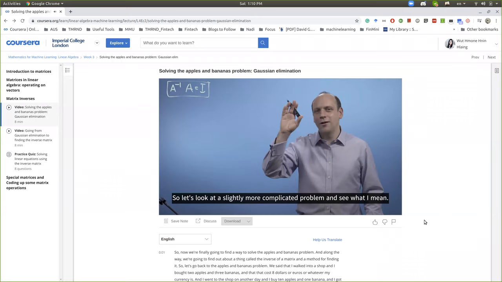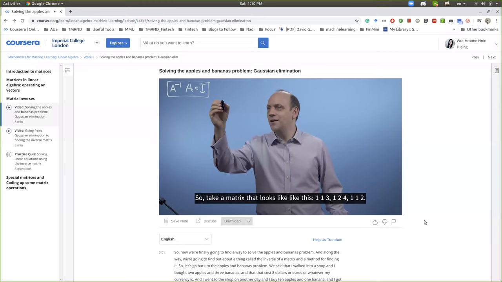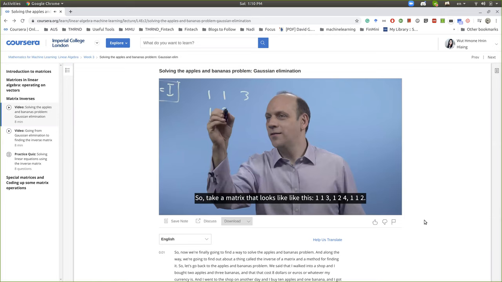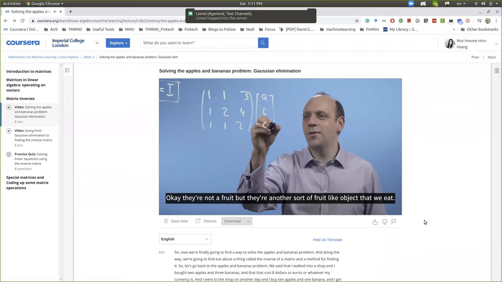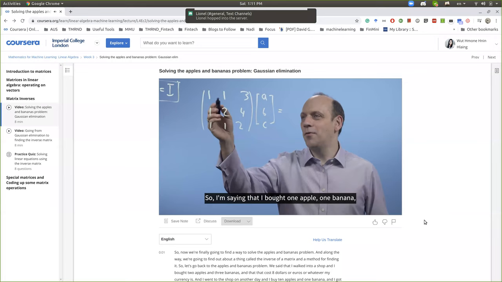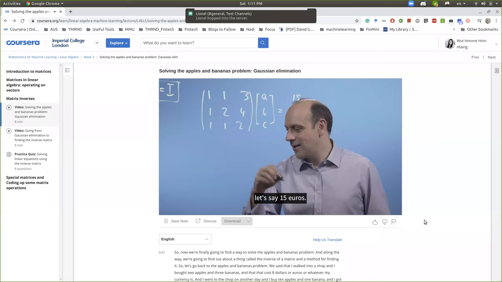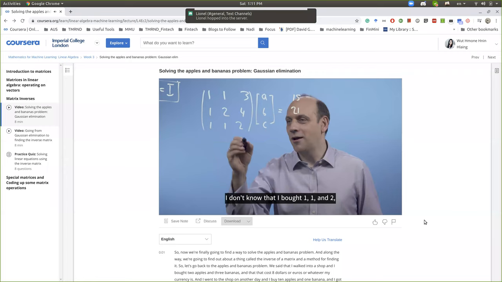So I'm going to take a matrix that looks like this. 1, 1, 3, 1, 2, 4, 1, 1, 2. And I'm going to say that I have apples and bananas and carrots, say. Okay, they're not a fruit, but they're another sort of fruit-like object that we eat. And so I'm saying that I bought 1 apple, 1 banana, and 3 carrots, and that cost me, let's say, 15 euros. Another day I went in, I bought 1, 2, and 4, and that cost me 21 euros. And another day I bought 1, 1, and 2, and that cost me 13 euros.